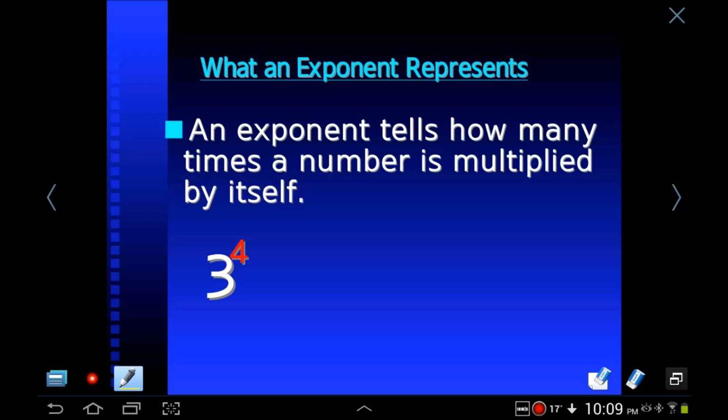This is probably the most important thing, that you all understand what an exponent is, and it's also important to know what it is not. An exponent tells how many times a number is multiplied by itself, which I covered just a minute ago. So this does not mean 3 times 4. Do not do that. 3 to the 4th power is actually 3 times 3 times 3 times 3, which is not the same as 3 times 4. 3 times 4 is 12. 3 times 3 times 3 times 3 is not 12.